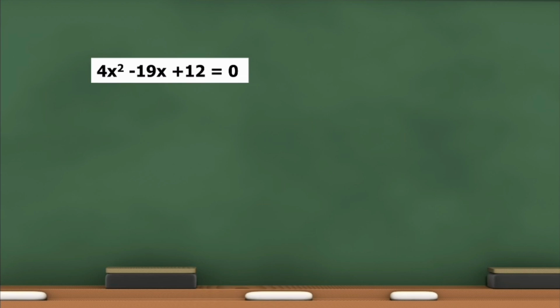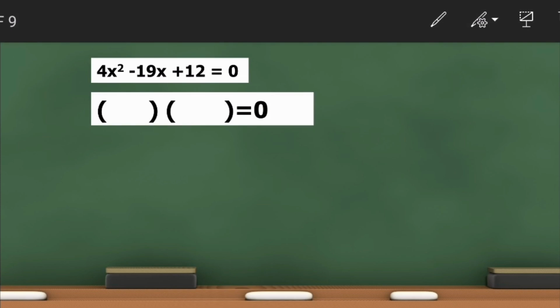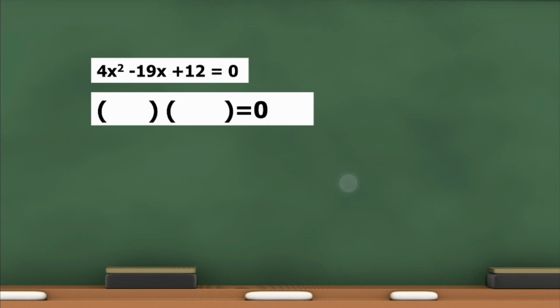So first step, lagay lang tayo ng dalawang open and close parenthesis. Tapos, ilagay natin class yung term or yung quadratic term pero hindi kasama yung kanyang exponent. So, ilagay natin dito yung 4x. Pagkatapos, mag-drawing tayo ng malaking x.